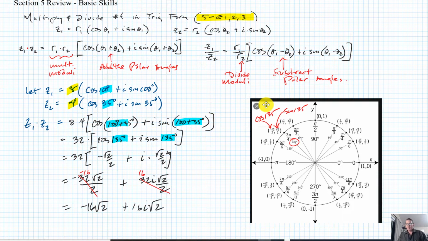All right, and that's how you multiply. You simply multiply the moduli, add the polar angles, use the unit circle, and simplify it, and you get it in what's called Cartesian form.